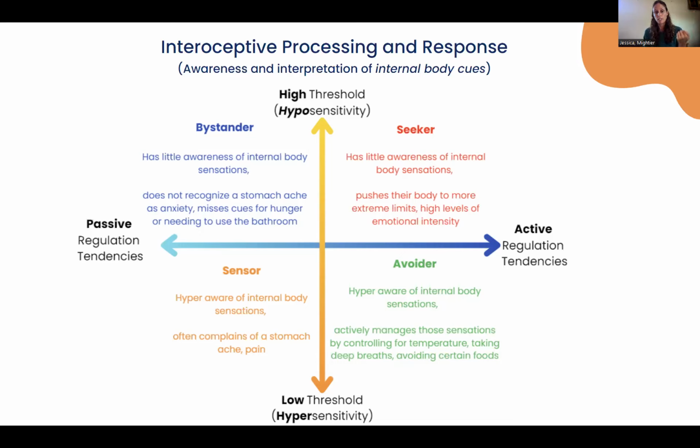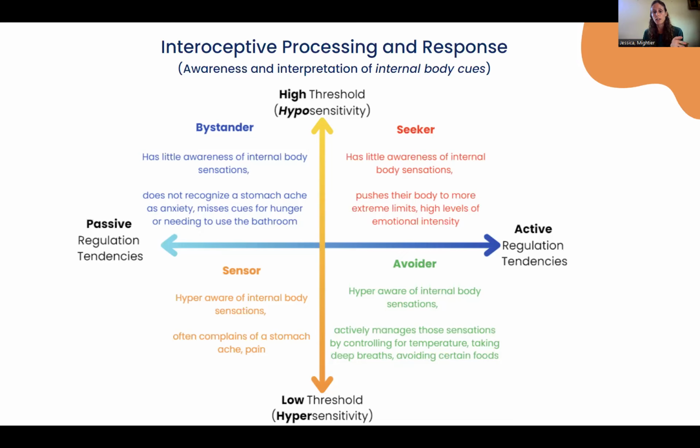Bottom left here, we have our sensor. So they're hyper aware of those internal body sensations, but they're a little more passive about what they're doing about it. So this might be the child who feels things quickly, like they're anxious, they have a stomach ache, they're in the nurse's office, they're complaining of pain, right? Things really manifest in their body quickly. And I'd say for a lot of kids, they don't know what these feelings mean all the time, right? This is a pretty advanced concept that we need to help kids understand. So a lot of times kids will know that the anxiety and the stomach ache I'm feeling actually is because of my emotions.